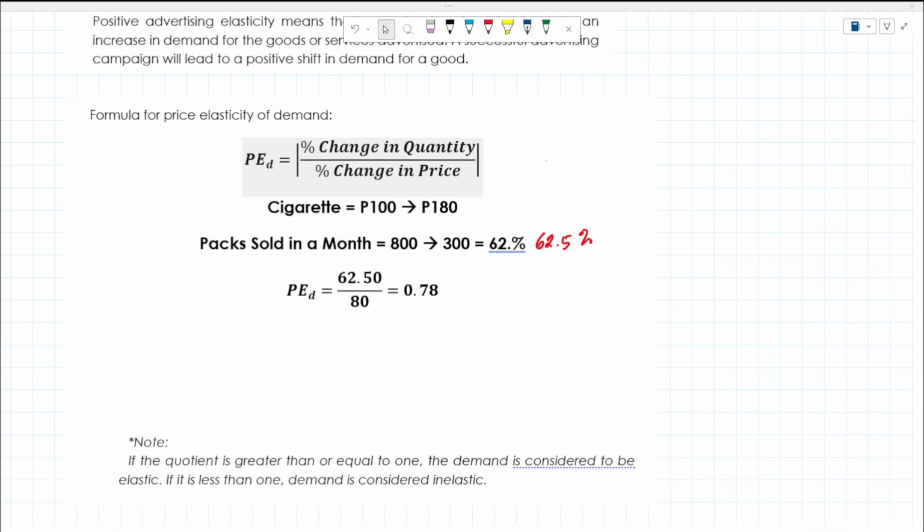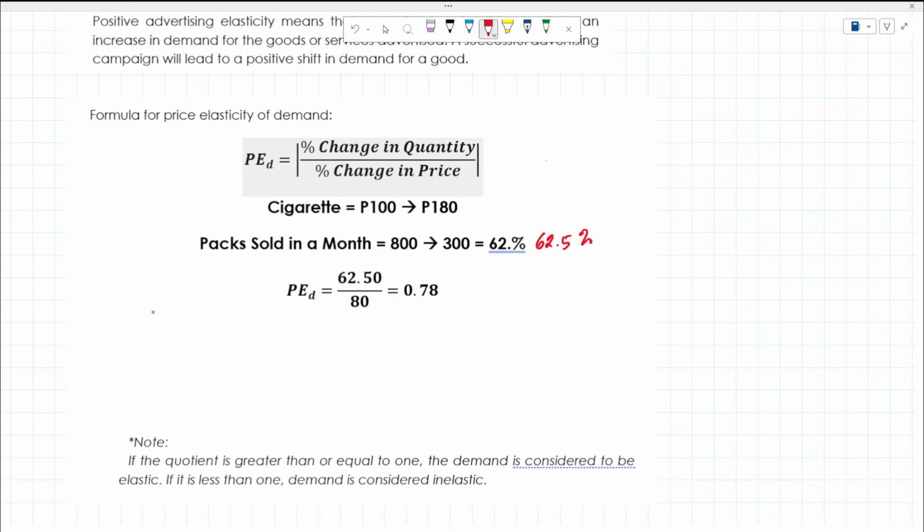So this is 300 divided by 800. I'm sorry, that's 800 divided by 300. Yeah, that's correct, 300 divided by 800. So that's 0.375. But the change is 62.5% in terms of the percent change. So again, let us solve this one. Where does the 62.5% come from?